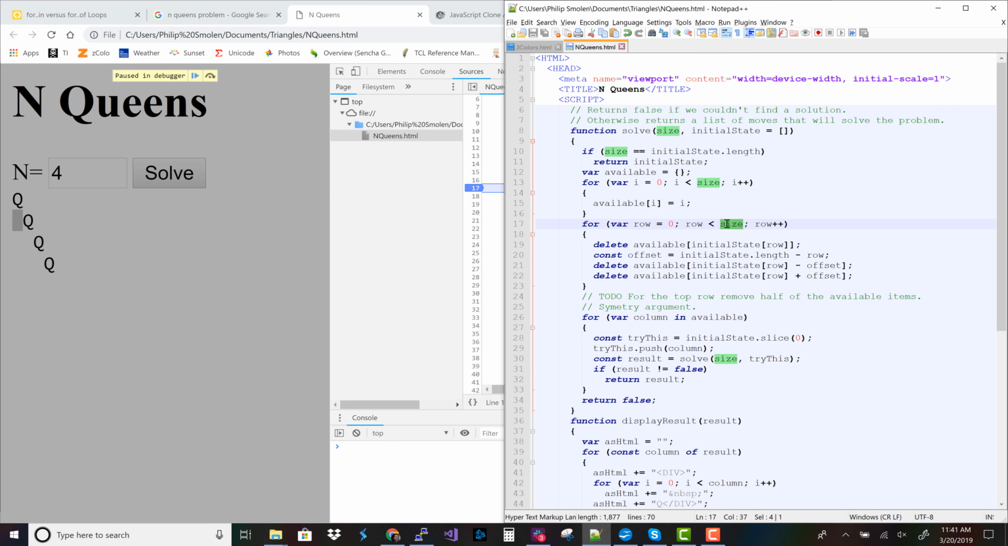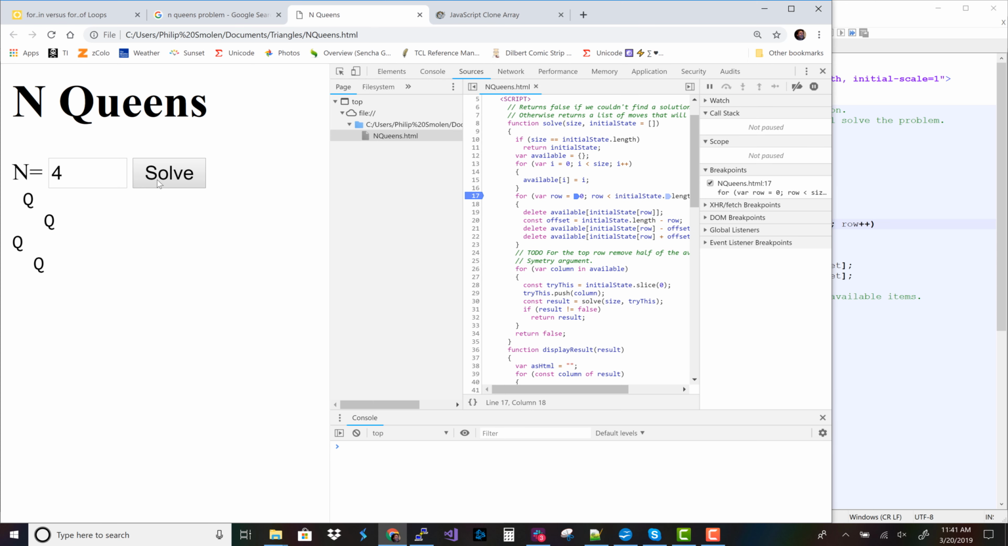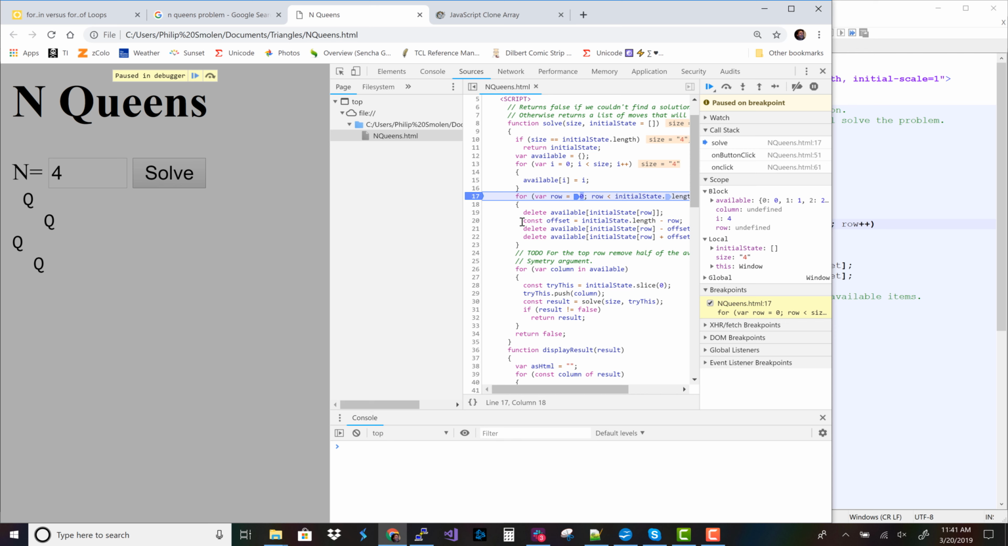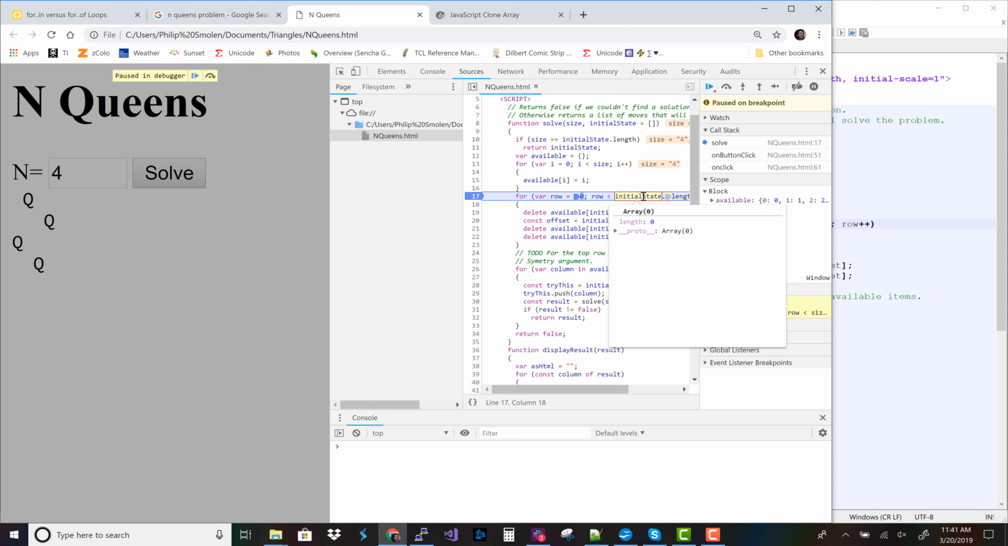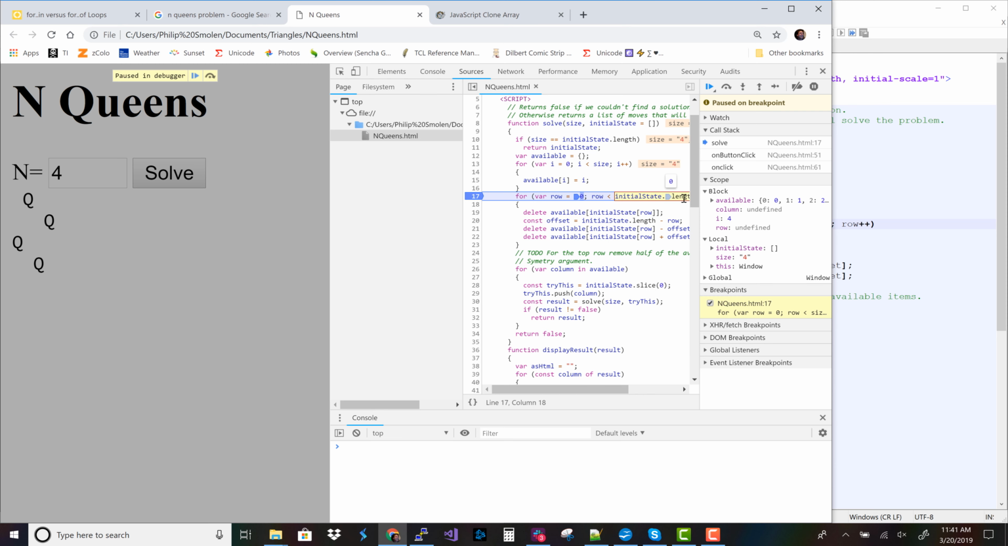So if row is less than initial state, come on. All right, again, this isn't going to solve the problem, but let's hit refresh and solve. Okay. So initial state is an array with length 0, and the length is 0. So if we count the first 0 rows, we'll get nothing. Let's just skip over this whole thing, I hope. Step over. Yep.